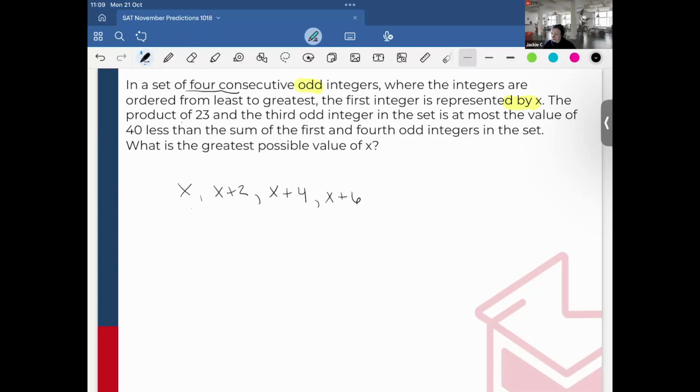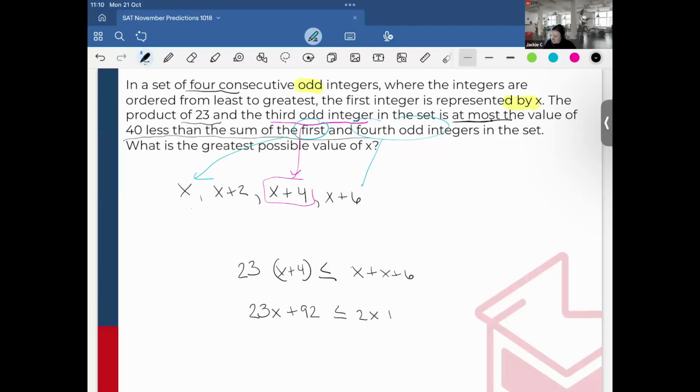Then it says the product of 23 and the third odd integer, which would be x plus 4, is at most the value of 40 less. And remember, when you have at most, we said that was less than or equal to the value of 40 less than the sum of the first and fourth odd integers. So I would add the sum of the first and fourth, which would be x, well, I'll write everything out, x plus x plus 6. So then it becomes 23x plus 92 is less than or equal to 2x plus 6.